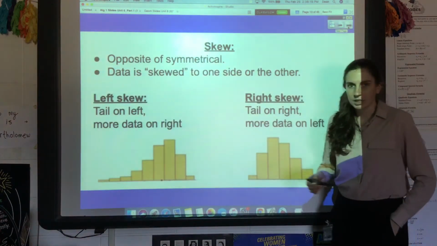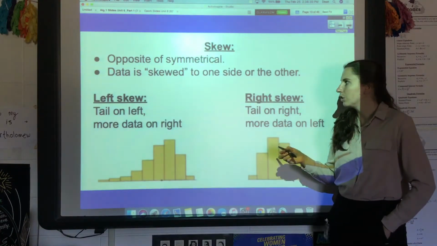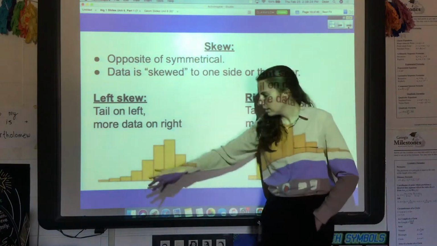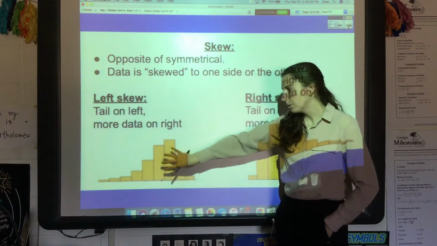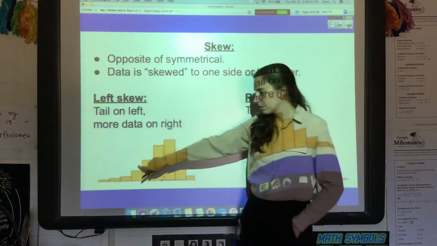All right, the opposite of symmetric data is skewed data. Skewed just means it's pushed to one side or the other. So this data is kind of all pushed to the right. Most of the data is over here on the right. We call this skewed left.